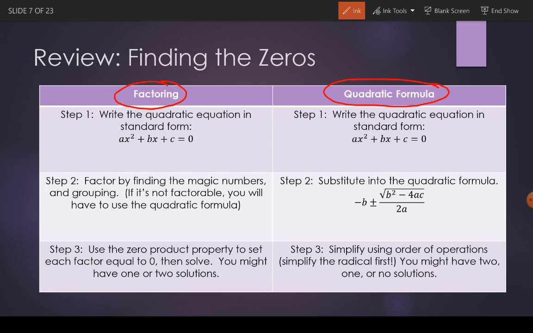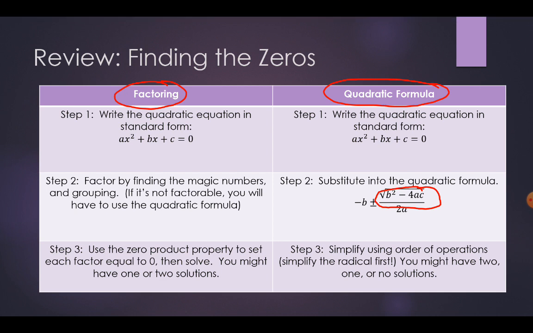The quadratic formula method, step 1 is standard form. Step 2 is to use the formula. And then step 3 is to simplify using the order of operations. We have to always remember to simplify what's underneath the radical first. Okay. For this, you'll have 1 or 2 solutions. So this is a great slide to refer to when you're practicing finding the zeros by factoring or quadratic formula because all the steps are here.